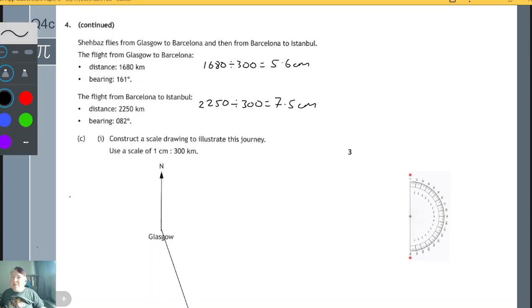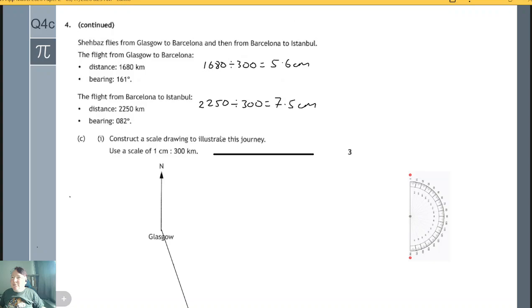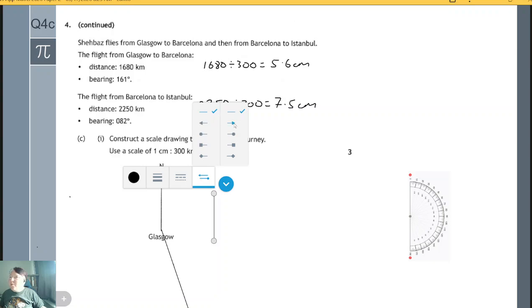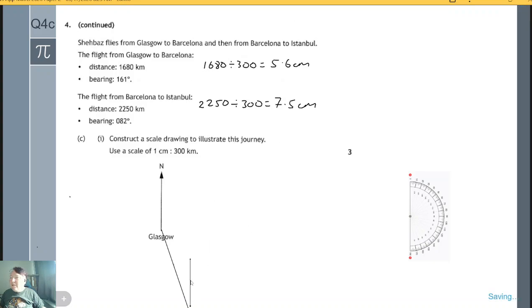And then I need another north line. So let me get another line. This one at least I can lock into north. And I want that to have an arrow on the top. Nope, I want an arrow on the top. Yeah, put a circle on the bottom for the sake of it. Okay. Right. Okay. So I have got in this bit that is 161 degrees, and my distance is 1680 kilometers, which is 5.6 centimeters.